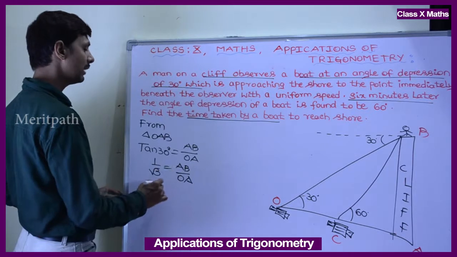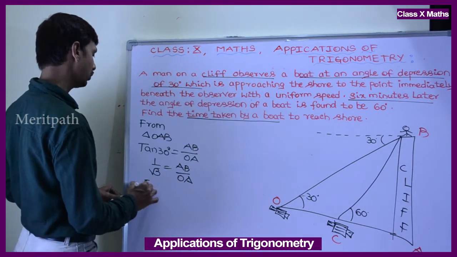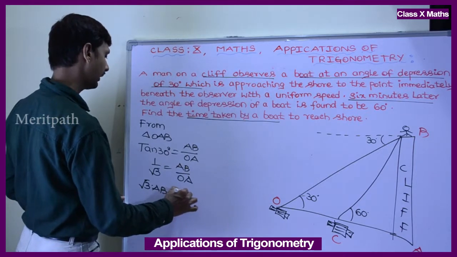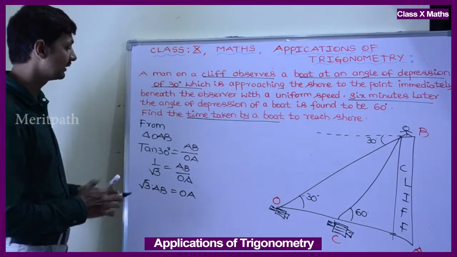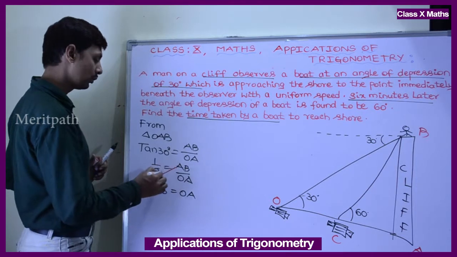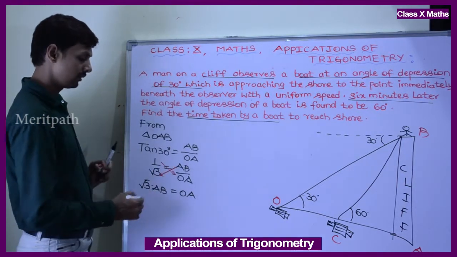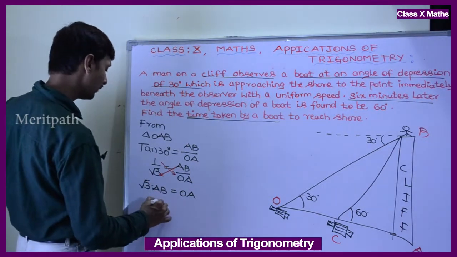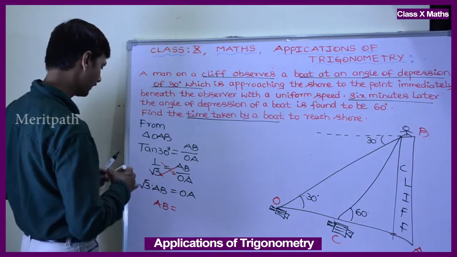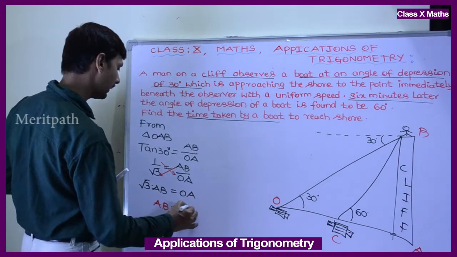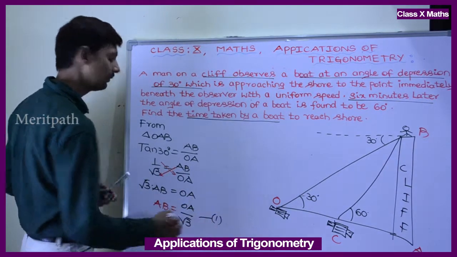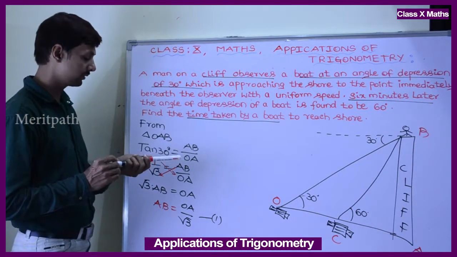So let us find the value of AB. Then root 3 into AB is equal to 1 into OA, which is OA. We have done the cross multiplication here. So when we find the value of AB, AB is equal to OA divided by root 3. Let us take this as the first equation.